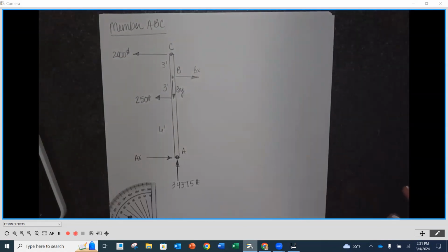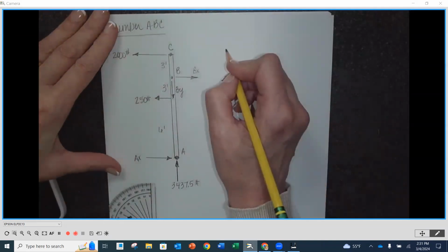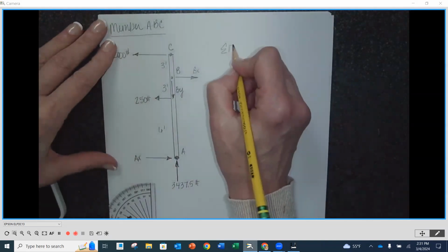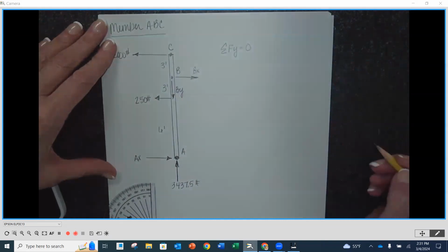So now we're going to simply do our equations of equilibrium. I'm going to start out by doing my Y's. Sum the forces in the Y, because I can see that BY is my only unknown.